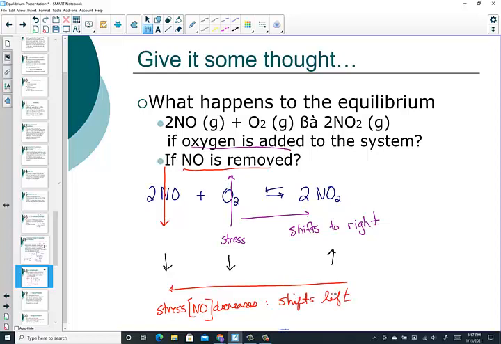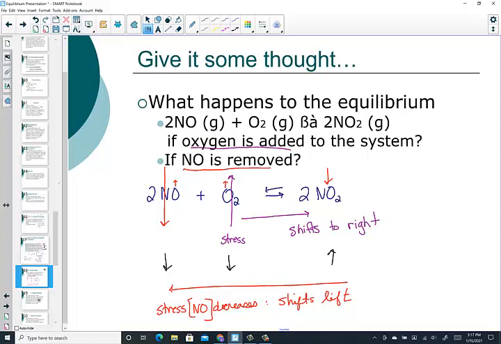Along the way, as it shifts to the left, NO2 gets consumed, more oxygen would get made, and more NO would get made, therefore reducing the system's stress. Equilibrium has been reestablished by changing concentrations of each of these ingredients so that the ratio of product over reactants yields back the equilibrium constant K.